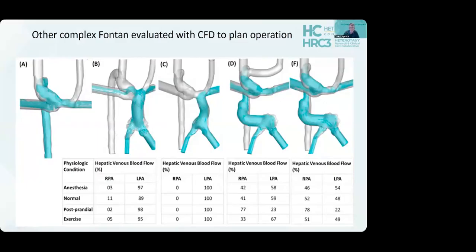And so what was initially proposed is we would do a standard Fontan in this patient, but as you can see in the pictures B and C, this resulted in all or nearly all the hepatic venous blood going to the left lung. So in this patient, we did do a hepatoazygos shunt, and that resulted in a pretty nice distribution of 52 and 48% shown here in F. The child underwent that operation and had a really nice outcome.